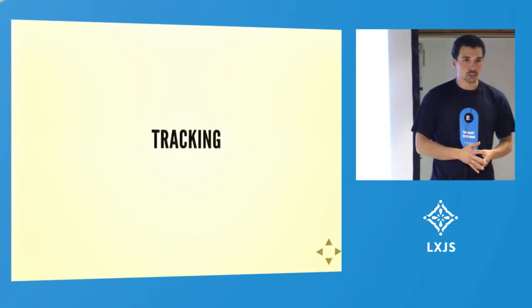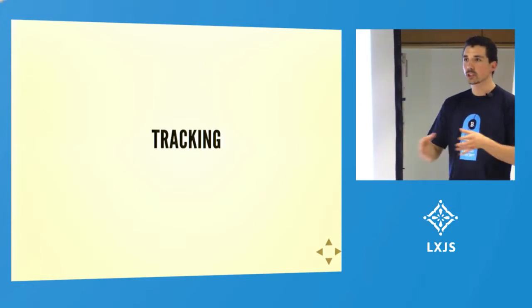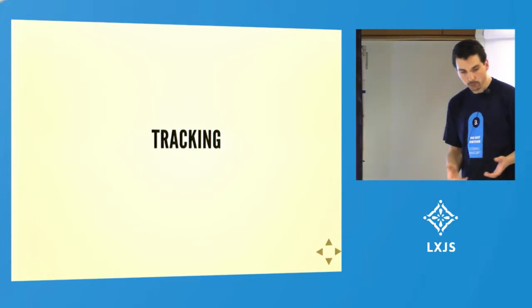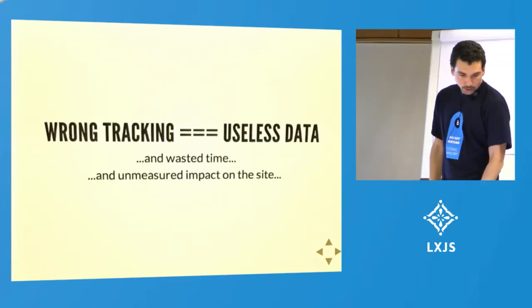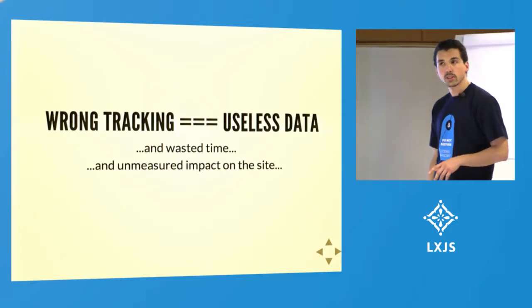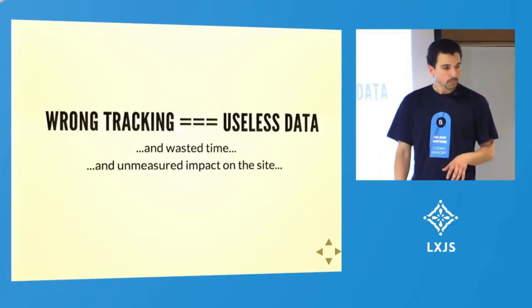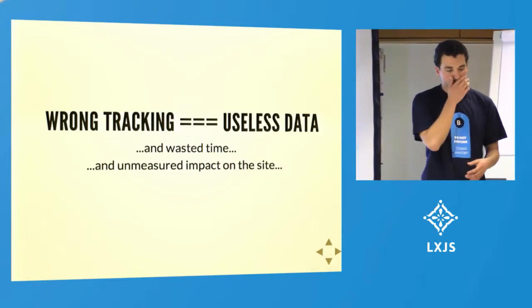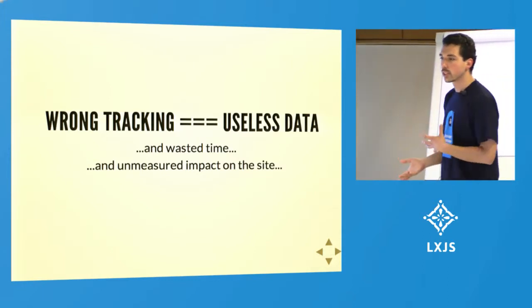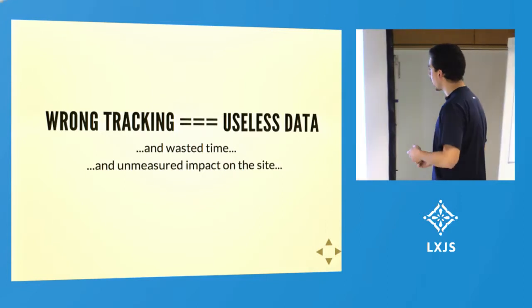When people visit your site, you want to assign them to your experiment buckets. That's what we call tracking: putting users in your experiment. If your tracking is not accurate, then you'll have wrong data. And again, we come to the scenario where you cannot measure the impact.